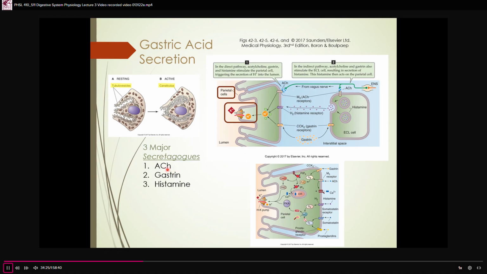Gastrin is going to come from the G cells that were down in the antrum, and gastrin, when it's released by those G cells, is going to be released into the bloodstream, and it's going to act in true endocrine fashion. It's going to be carried by the bloodstream and reach the basolateral cell surface through the bloodstream and the interstitial fluids. It's going to bind its own receptor, and it is a CCK2, or in older literature you might find this called a CCKB type receptor.